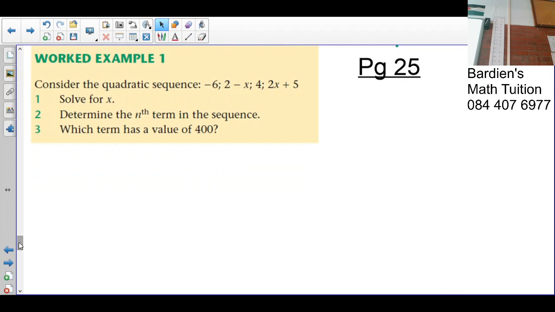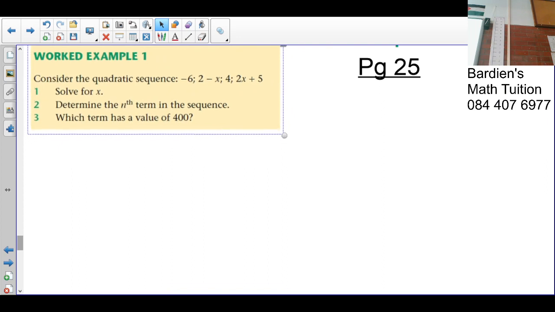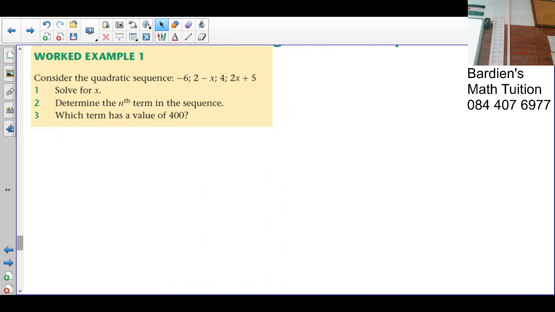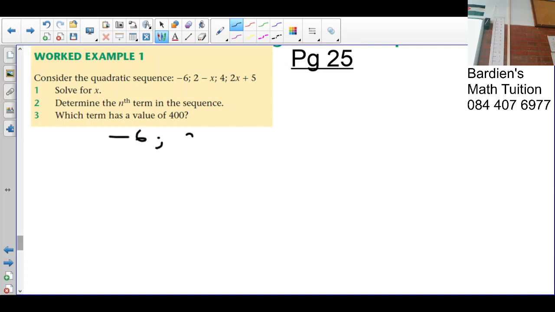So, the work example 1, it says consider the quadratic sequence. So we got negative 6, 2 minus x, we got 4 and 2x plus 1. We got 4 terms here. Okay. You all understand?